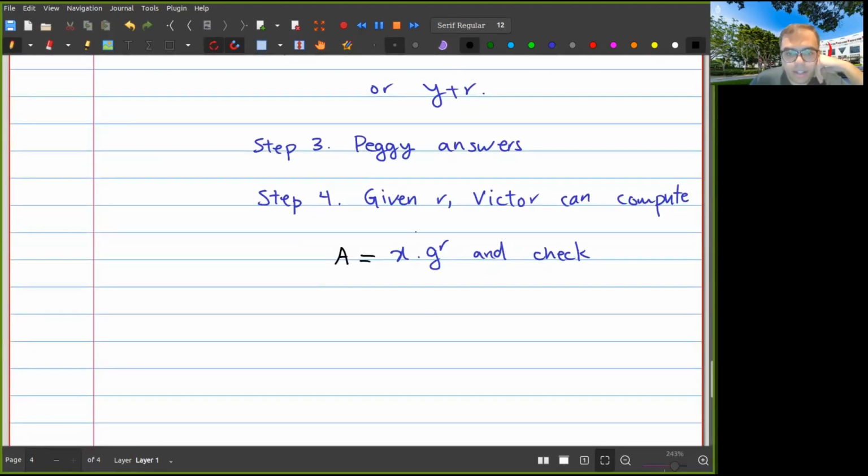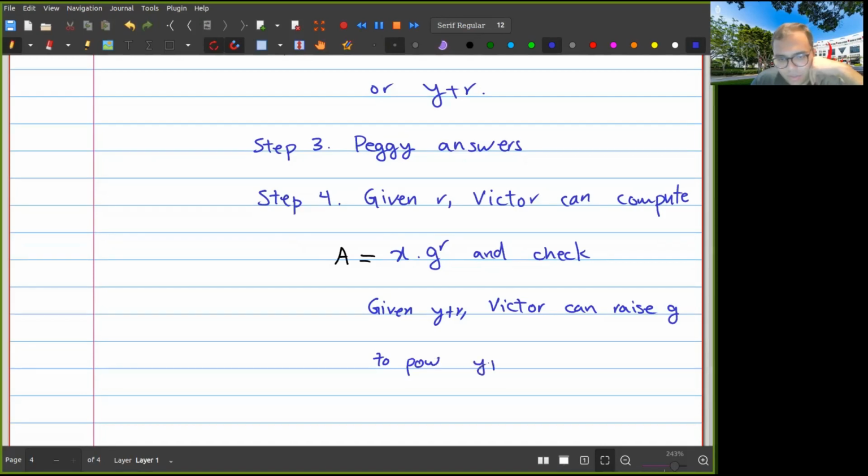Okay, and on the other hand, if given y plus r, Victor can also compute it, right? Victor can just raise g to the power of y plus r and check that the value A that was given to him by Peggy is actually really g to the power of y plus r.